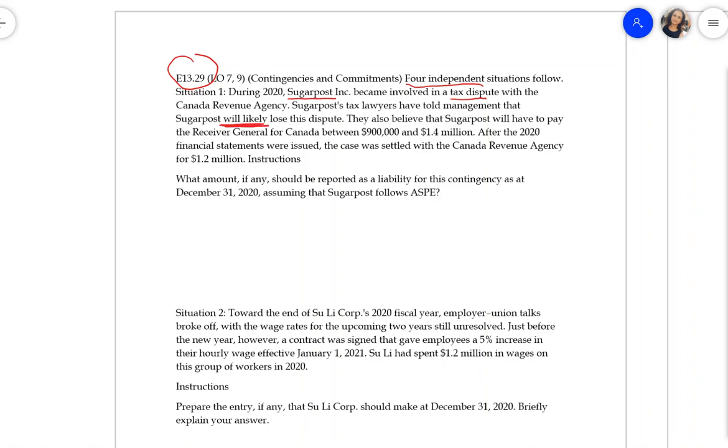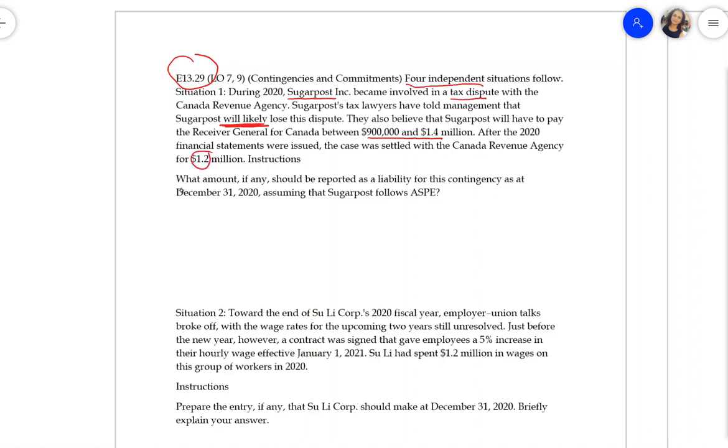When you're looking at the words "will likely," that means the chances of losing are very high. They also believe that Sugar Post will have to pay the Receiver General for Canada between 900,000 and 1.4 million. After 2020, the financial statements were issued. The case was settled with the Canada Revenue Agency for 1.2 million.